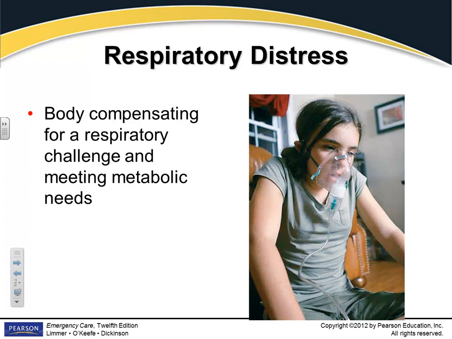The way she's sitting, by sitting up and leaning forward like that, she's taking pressure off of her chest. She can breathe better leaning forward. Of course, we've given her some oxygen, so that helps her.